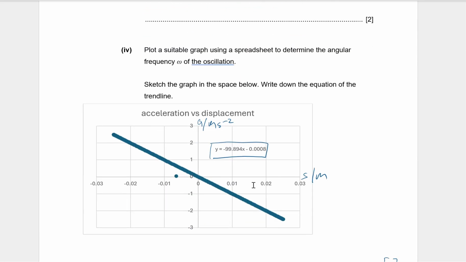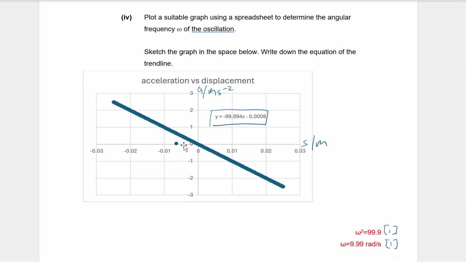So plot the graph. Again, it's a 3-mark question. One thing is you need to plot this graph out and have the equation here correctly. Please write this equation out. Then label your axes: a per meter second minus 2, s per meter. Then 99.89 is your omega squared. I just round it to 99.9.